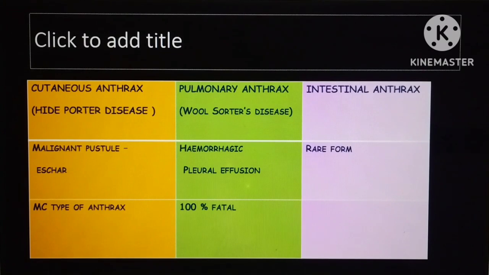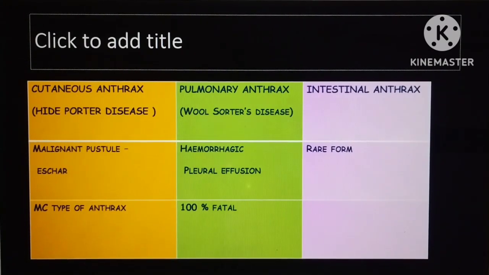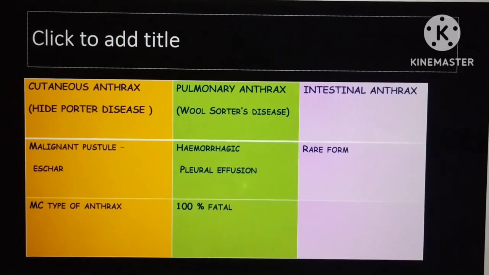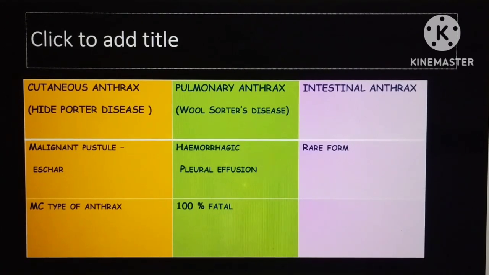Coming to the clinical manifestations, it causes three types of anthrax: cutaneous anthrax, pulmonary anthrax, and intestinal anthrax. Cutaneous is the most common type, and it is also called Hide Porter disease, whereas pulmonary is also called Wool Sorter disease. The cutaneous form usually manifests as an eschar, a malignant pustule. Friends, there is another eschar usually seen in scrub typhus, which is caused by Orientia tsutsugamushi.